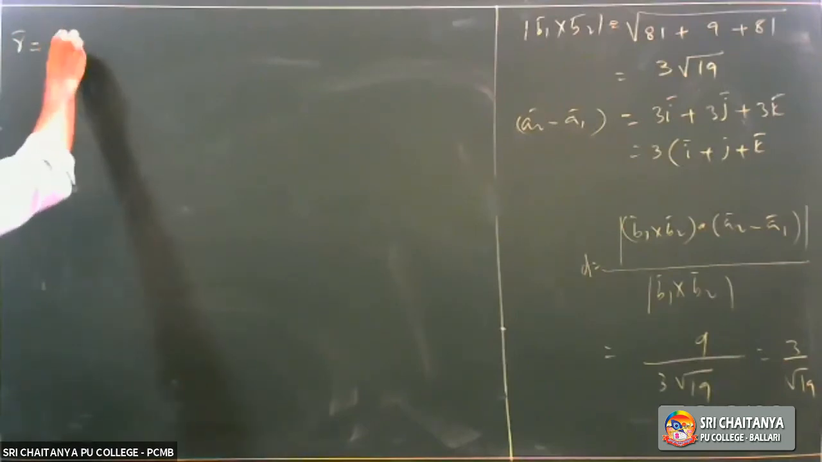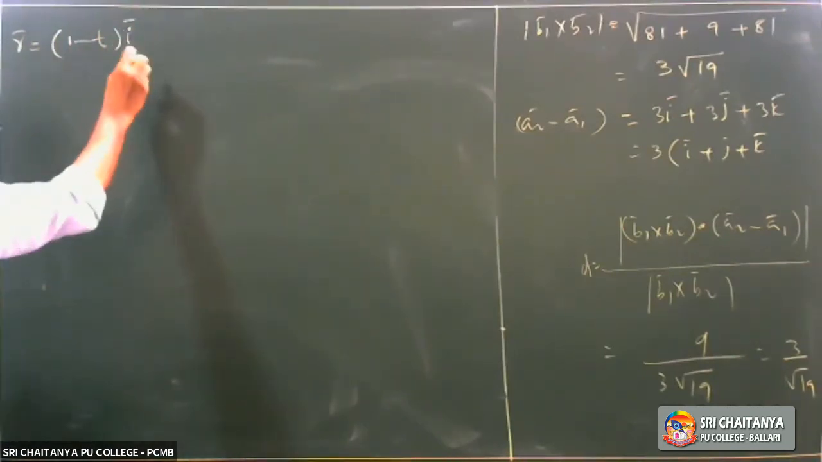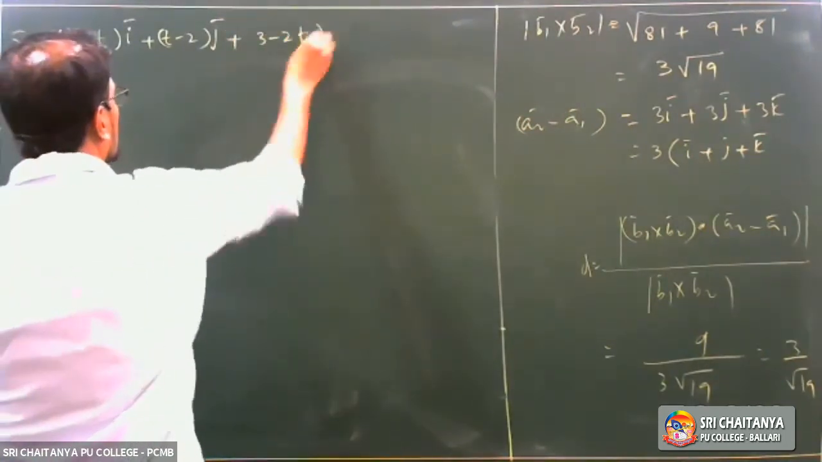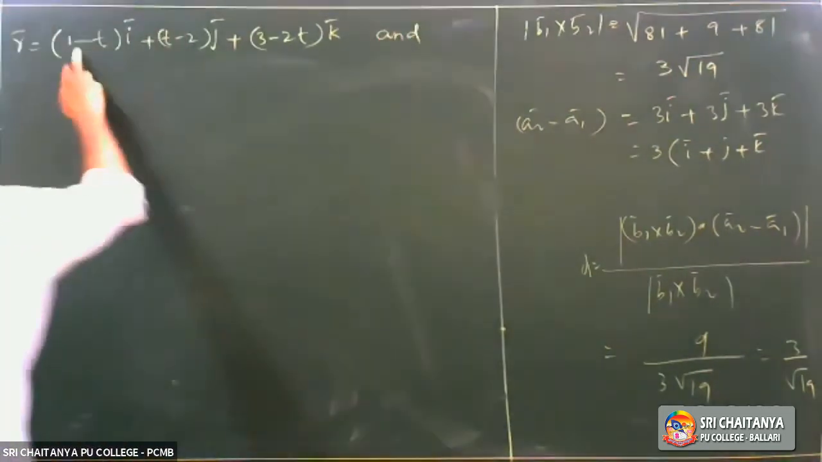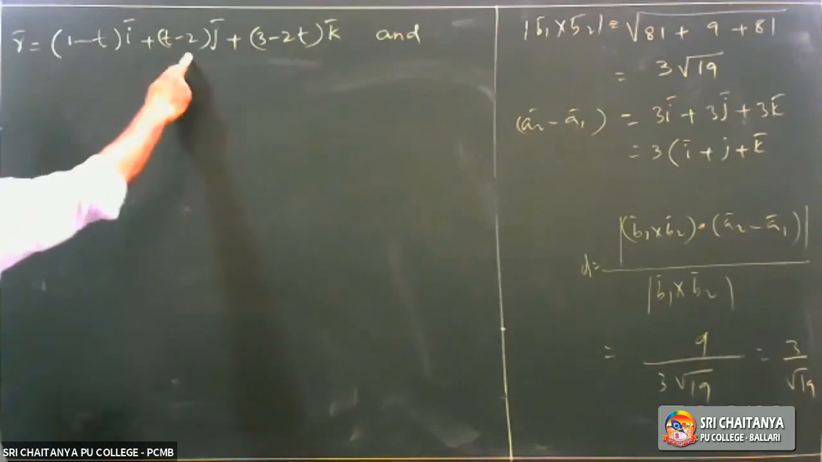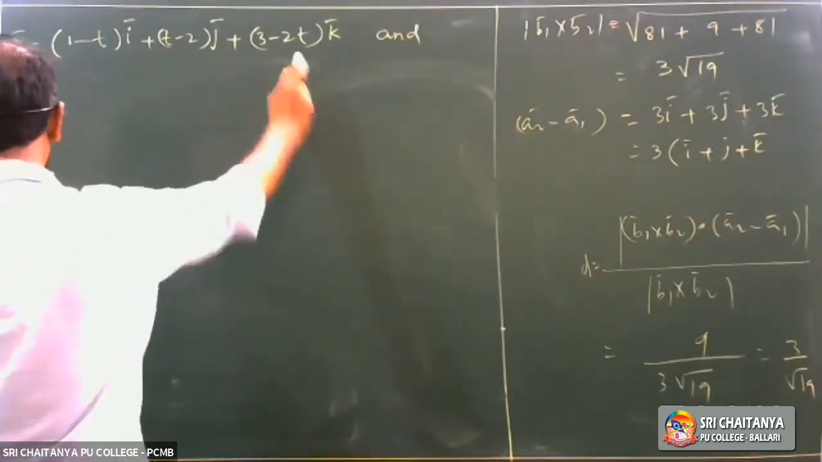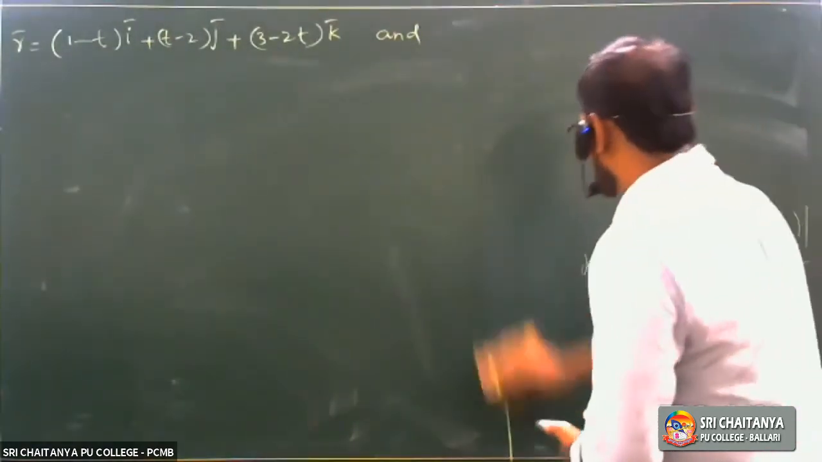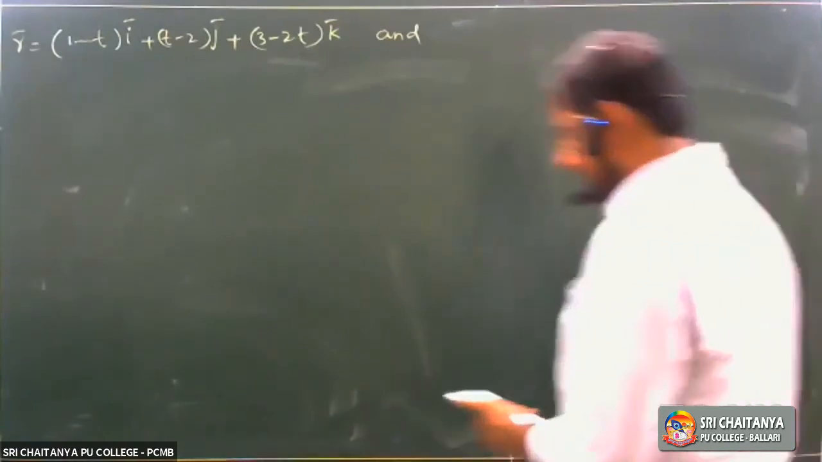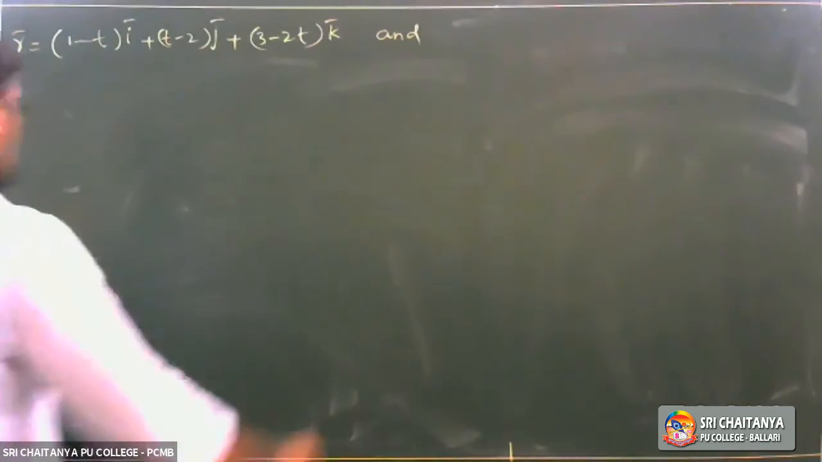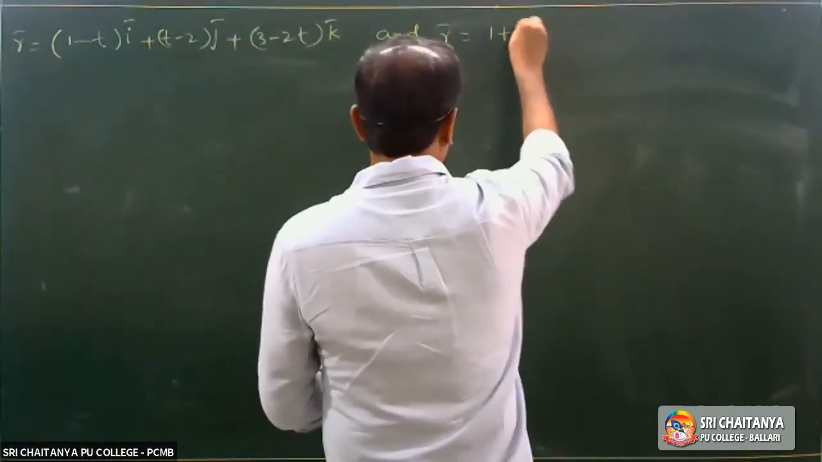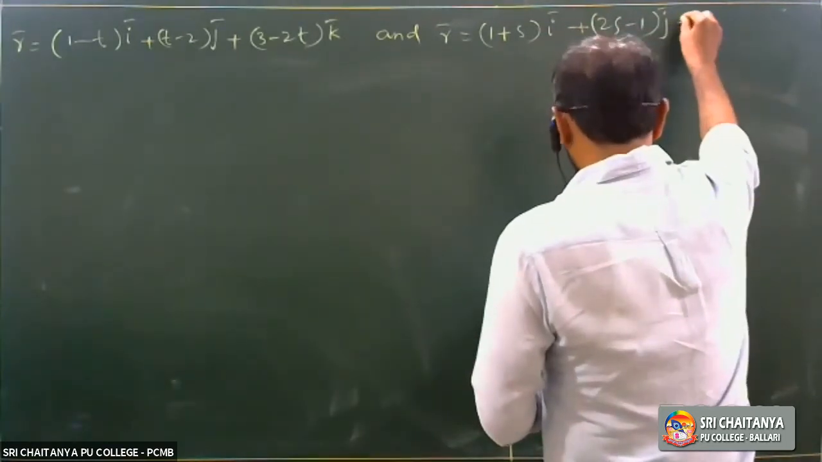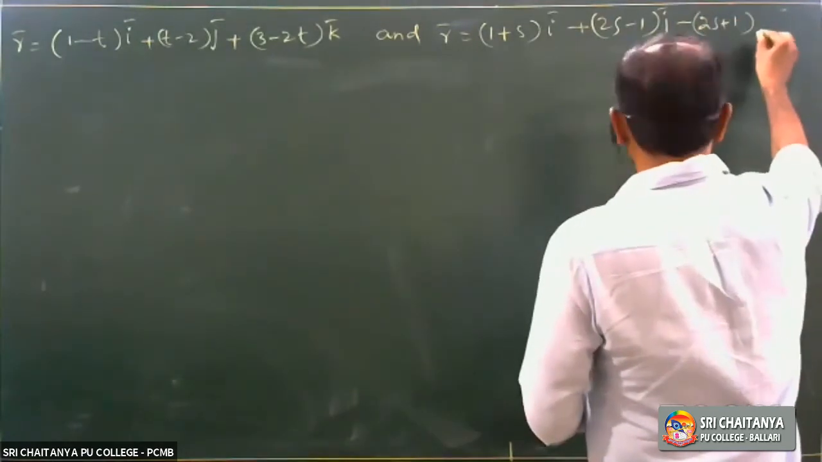Find the shortest distance between the lines r bar is equal to (1 minus t) i bar plus (t minus 2) j bar plus (3 minus 2t) k bar, and r bar is equal to (1 plus s) i bar plus (2s minus 1) j bar minus (2s plus 1) k bar.